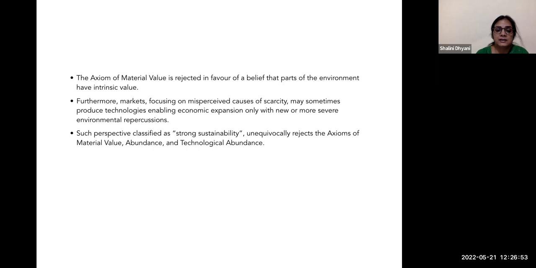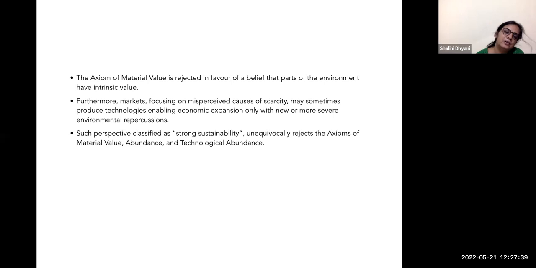So strong sustainability rejects the axioms of material value, abundance, and technological abundance. When we talk about the strong sustainability context, we need to understand that we don't have to conserve only what has a market. We have to conserve whatever is in the environment, because everything has a value, may not be a direct materialistic value, but definitely a non-material, intangible value. And this is what we will be discussing. For example, your provisioning services can give you food, fodder, water, and food supplies. But if you don't have the pollinator benefits of bees and bumblebees, maybe you will not even get food on your plate. So your provisioning services are actually dependent on your pollinating benefits.